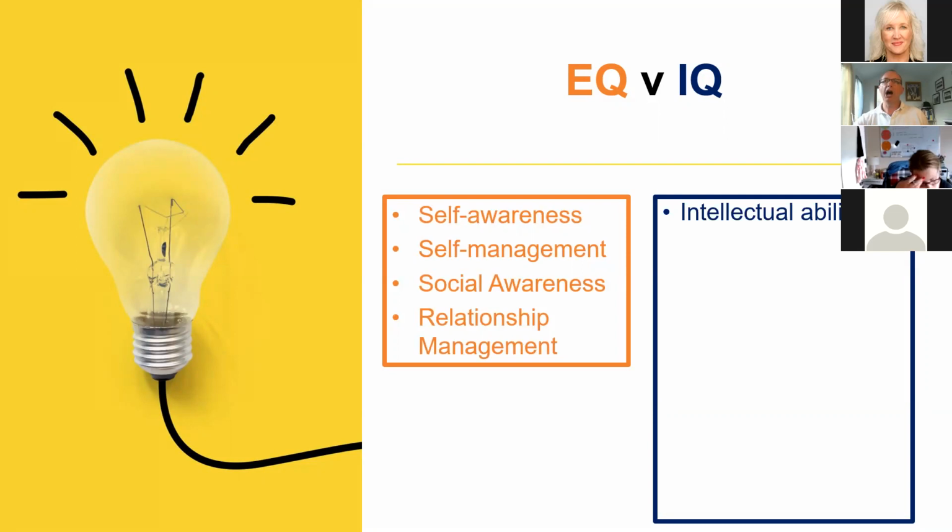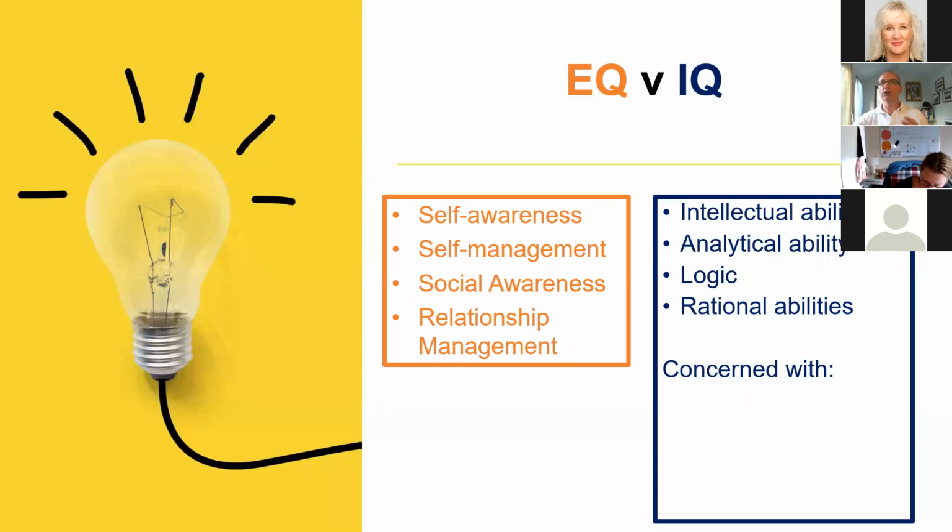So then we've got the IQ side of it. This is the intellectual quotient. Again, we've all heard of this. So the intellectual quotient, that's looking at intellectual ability, analytical ability, logic. How do we apply logic? And then how do we have rational abilities? How do we rationalize things? What thought processes do we use to rationalize things? And these are linked to or concerned with verbal. So how do we speak? You know, languages, spatial awareness.